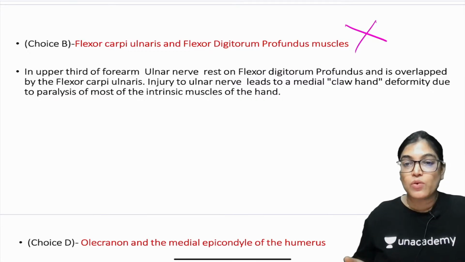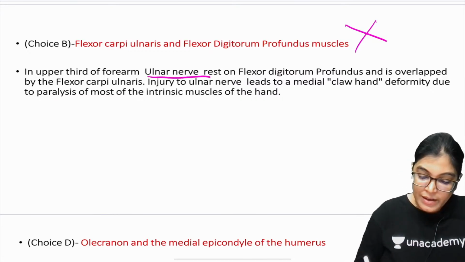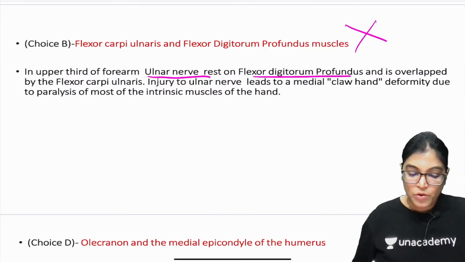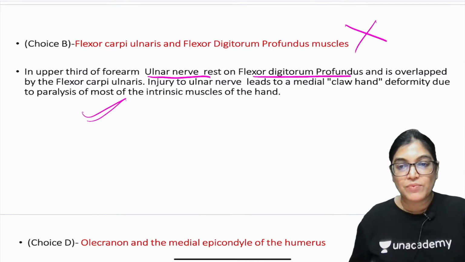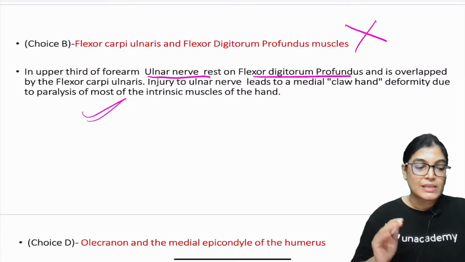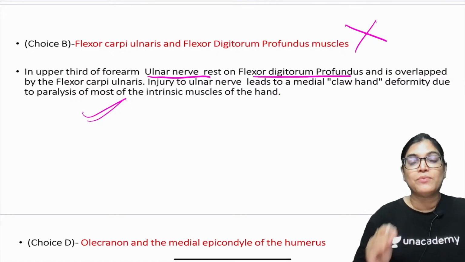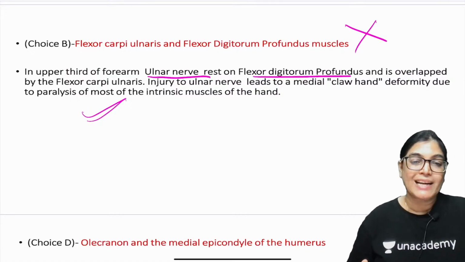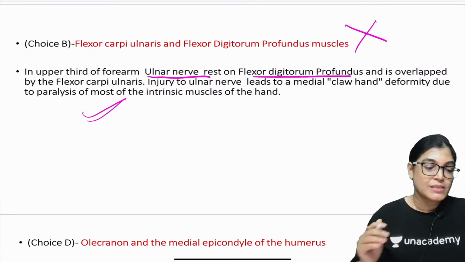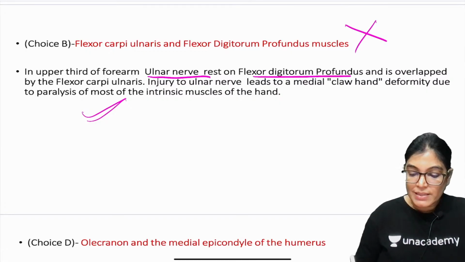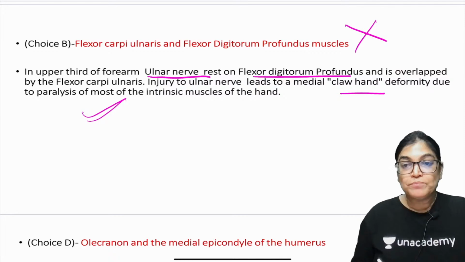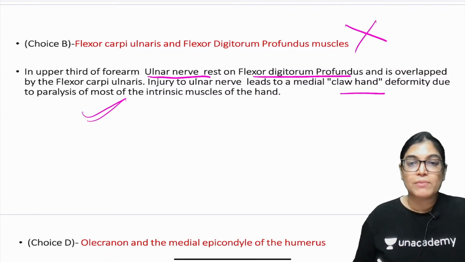Why? Because this is the course for the ulnar nerve. The ulnar nerve is resting on flexor digitorum profundus, and it is overlapped by flexor carpi ulnaris. So this whole course between FDP and FCU, that is flexor carpi ulnaris, is the course for the ulnar nerve. If it is injured, the result will be paralysis of the intrinsic muscles, leading to the condition of claw hand.